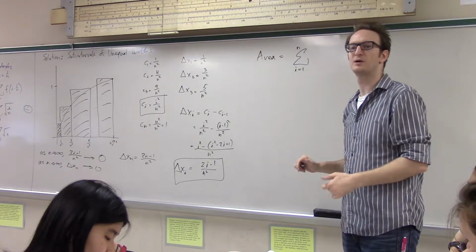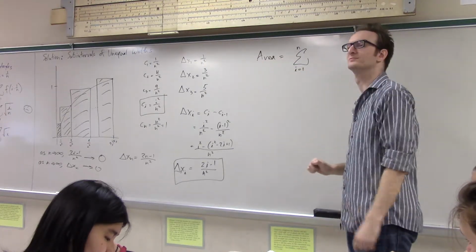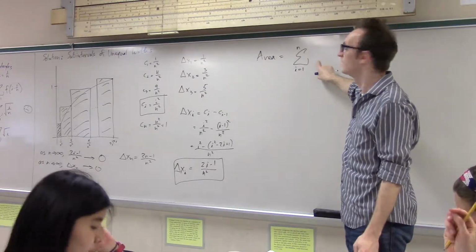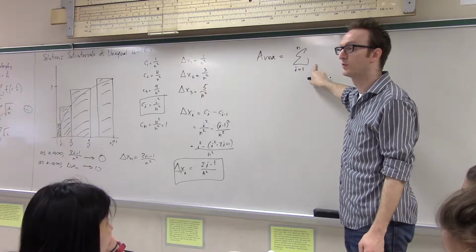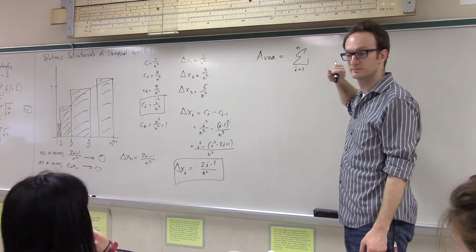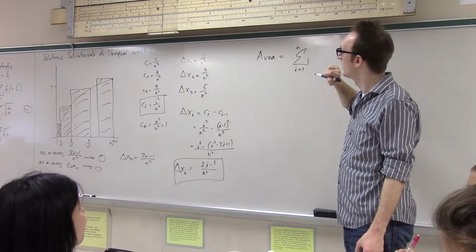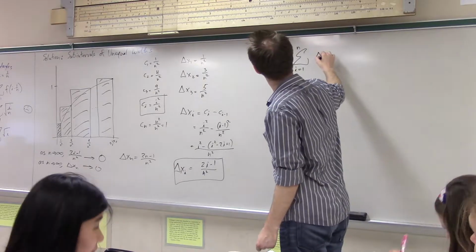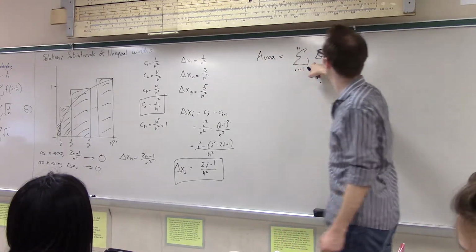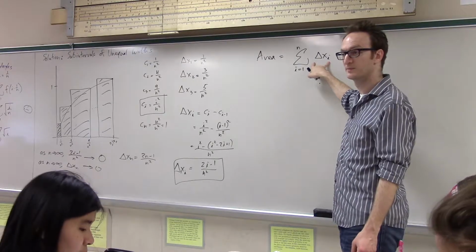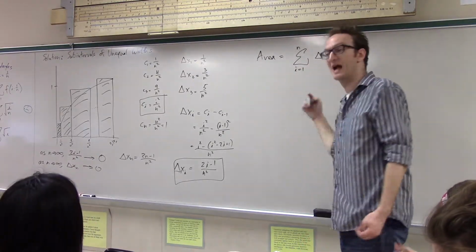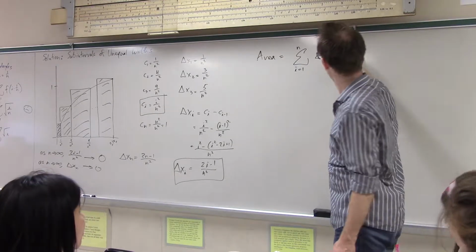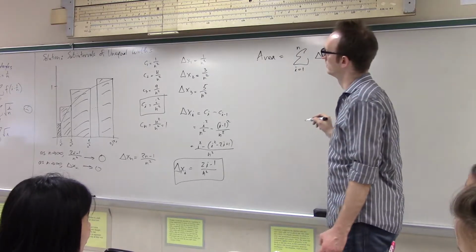What is the area of the ith rectangle? Oh, just the width and then times its height. Yeah, it's just the width of the ith rectangle. So the width of the ith rectangle is delta x sub i, times the height of the ith rectangle. And the height of the ith rectangle is f of c sub i.